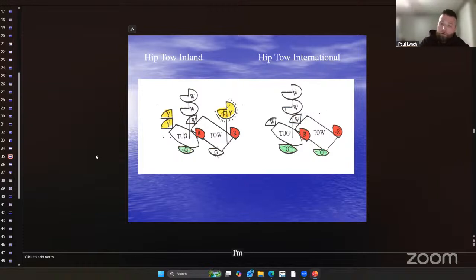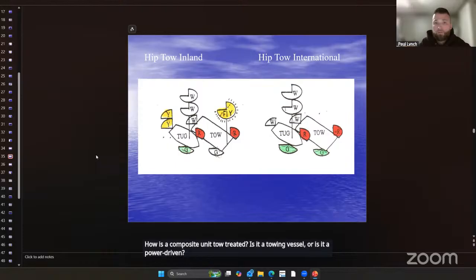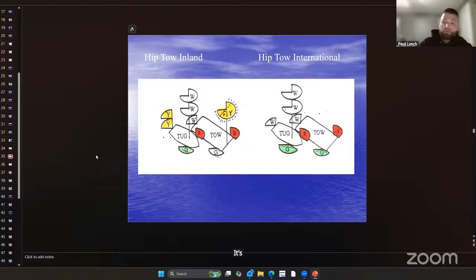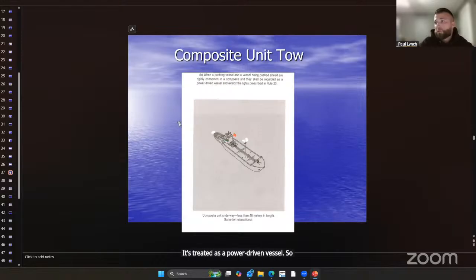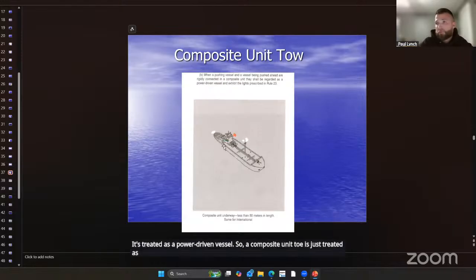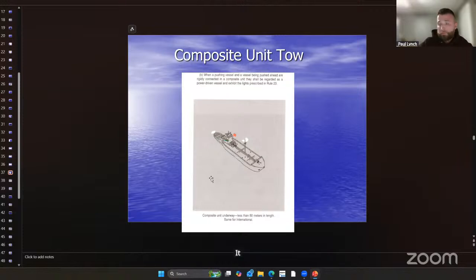I'm gonna go back to the towing again before we go into new information. So then we learned about a composite unit tow. How is a composite unit tow treated? Is it a towing vessel or is it a power driven vessel? It's treated as a power driven vessel. So a composite unit tow is just treated as one vessel. It is a kind of a tow, but they get locked together. So by the rules of the road, it's just a power driven vessel.